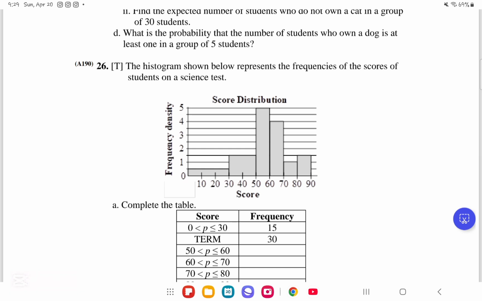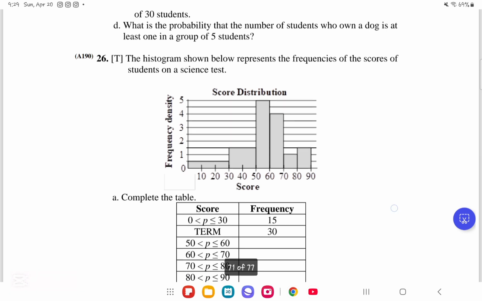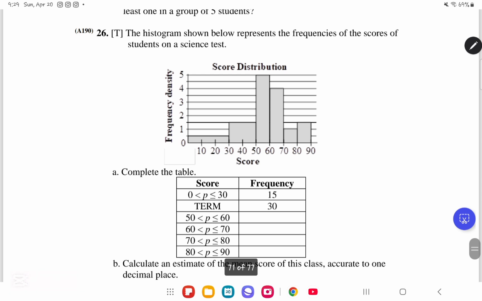In question number 26, they said, the histogram shown below represents the frequencies of the scores of students on a science test. They said complete the table. So over here we have the frequency density, and over here we have the width. Very simply, the frequency density is equal to the frequency over the width. So if you have the width and the frequency density, you'll be able to find the frequency.